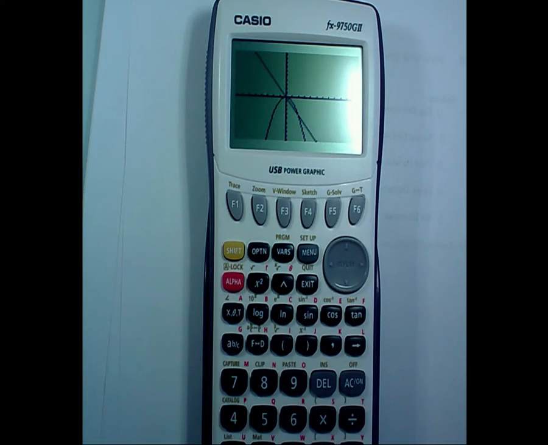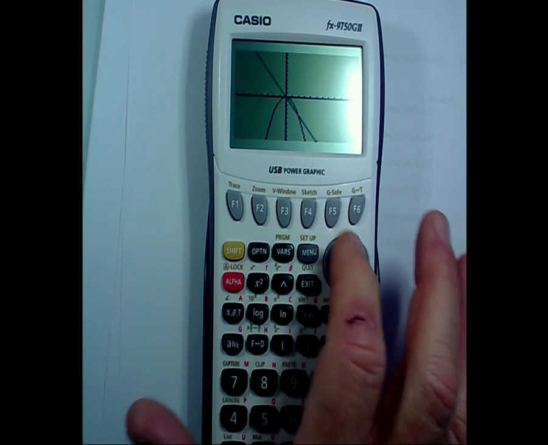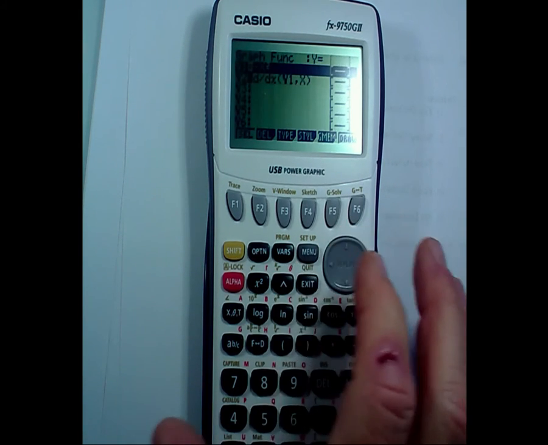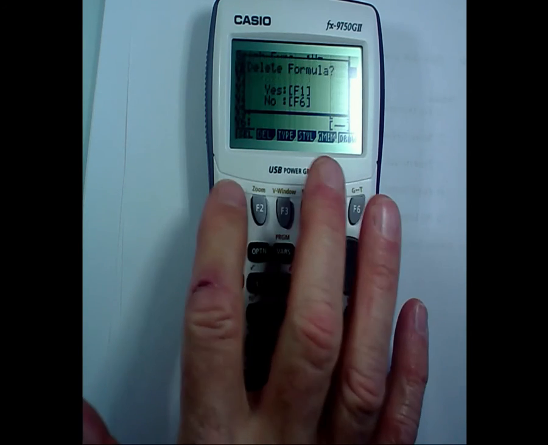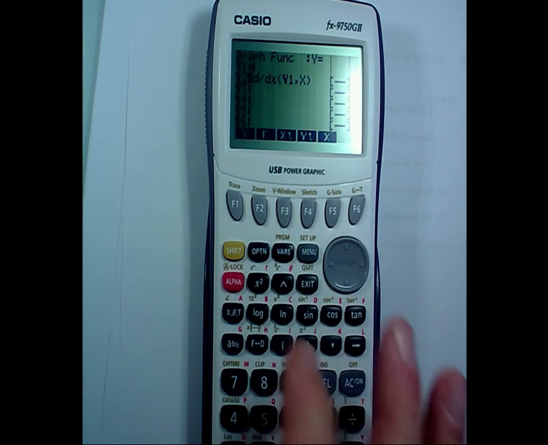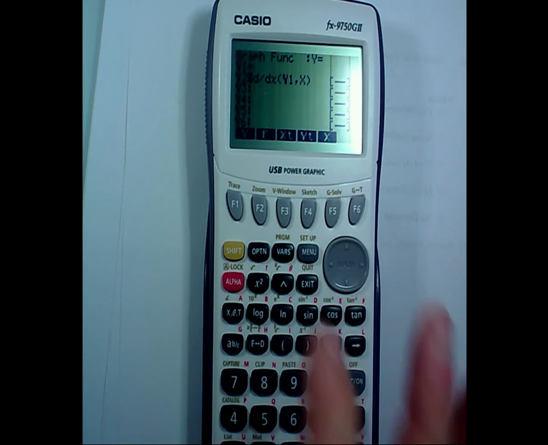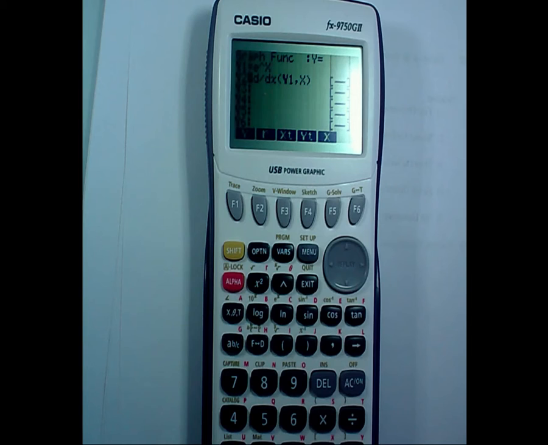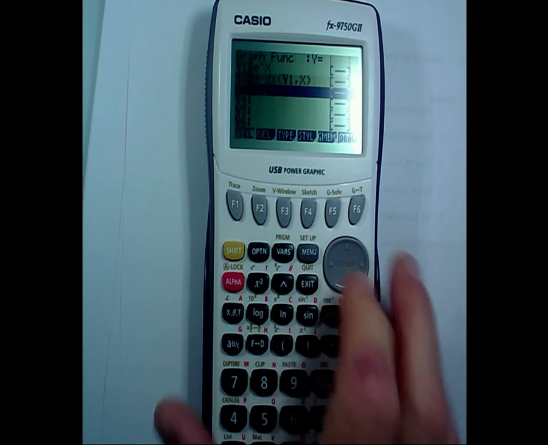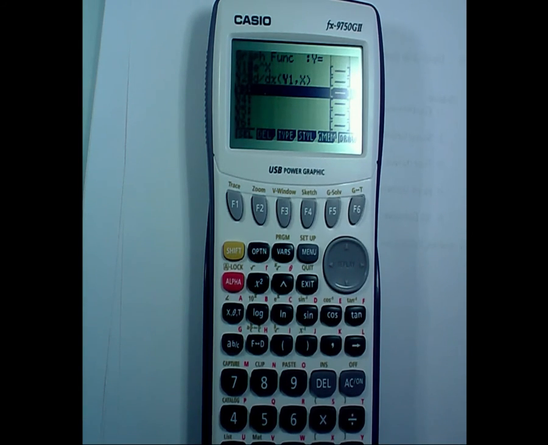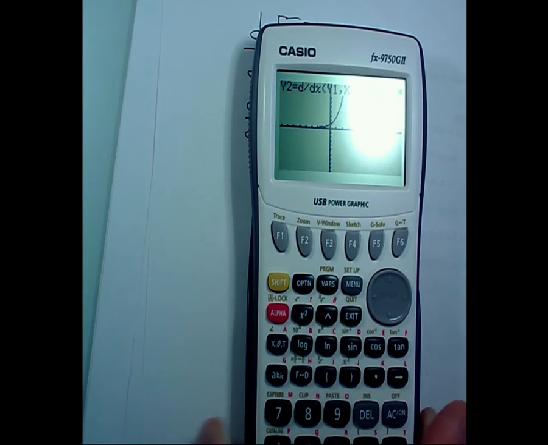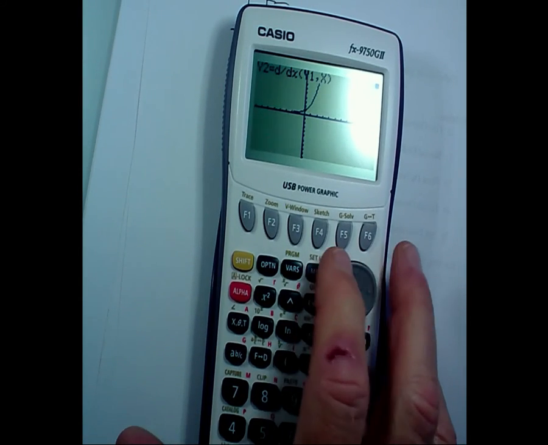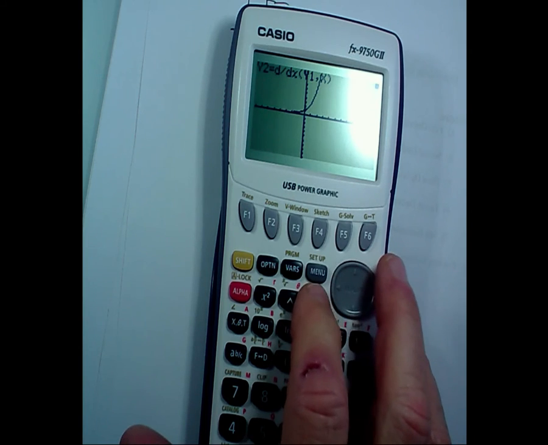Go to y equals your y1 and put in e to the x. So I'm going to exit here. I'm going to come here, hit delete, and I'm typing in, where's e? Shift e to the x power. So if I leave it like that, what is it going to happen? It's going to back up. Exit, exit, exit.